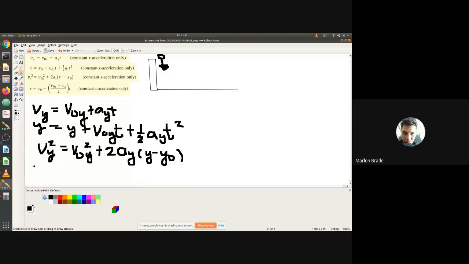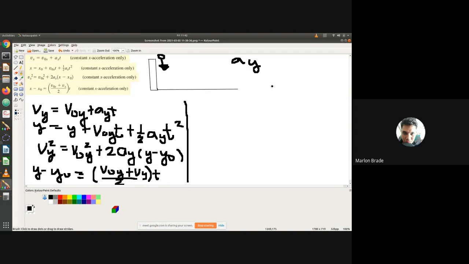And by the way, y minus y naught is equal to v naught y plus v_y, over 2, multiplied by t. So karon, pila ang a_y? So the a_y is constant. In the case of acceleration along y, in the case of free fall, is actually equal to g.